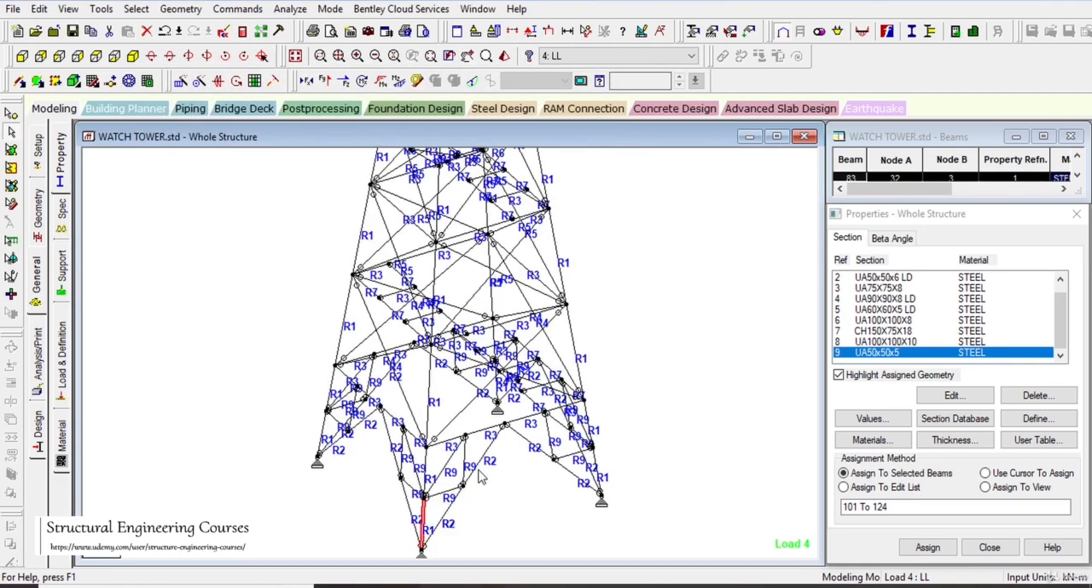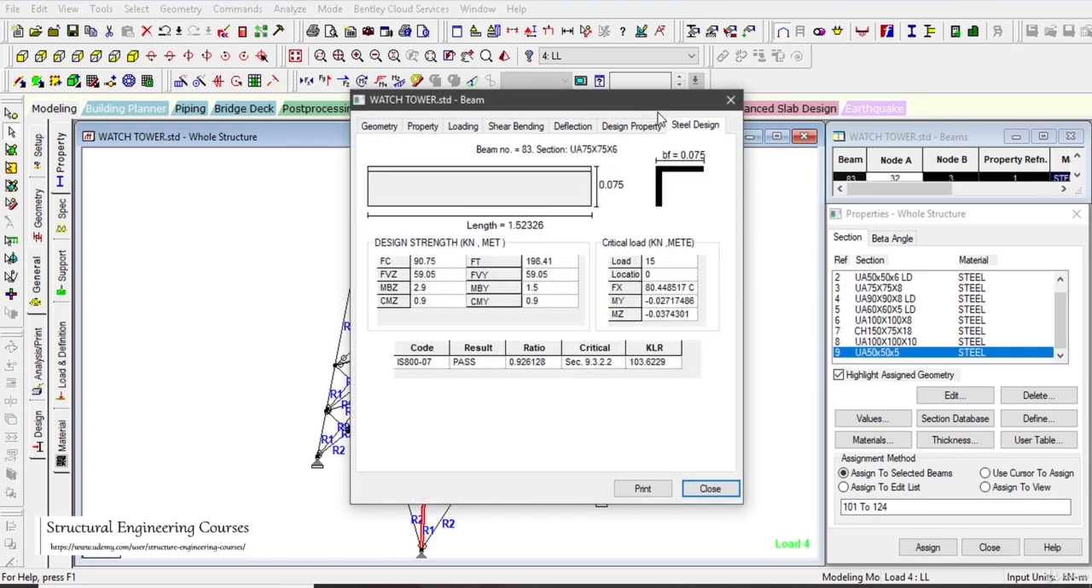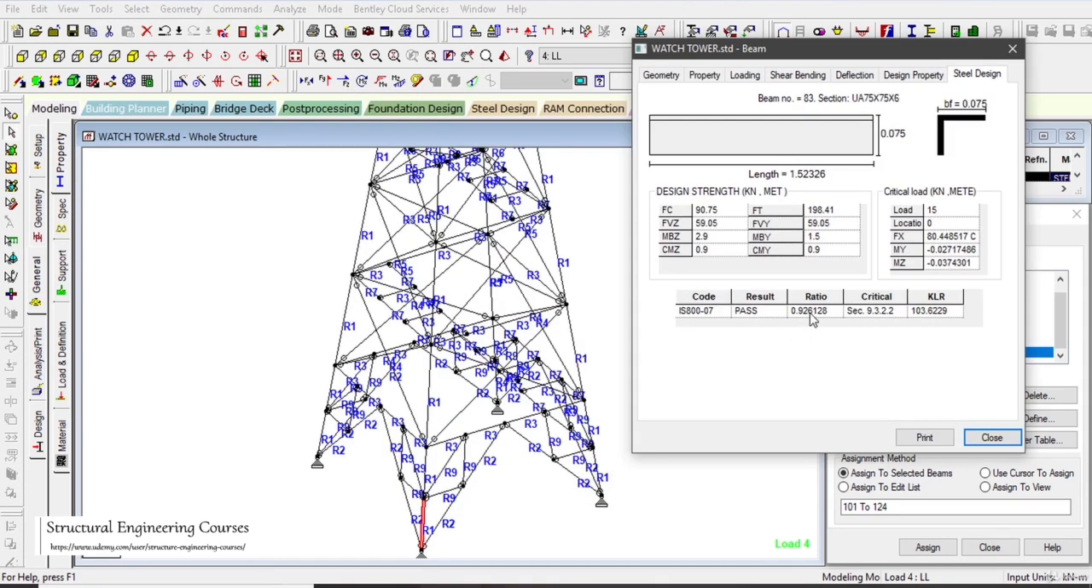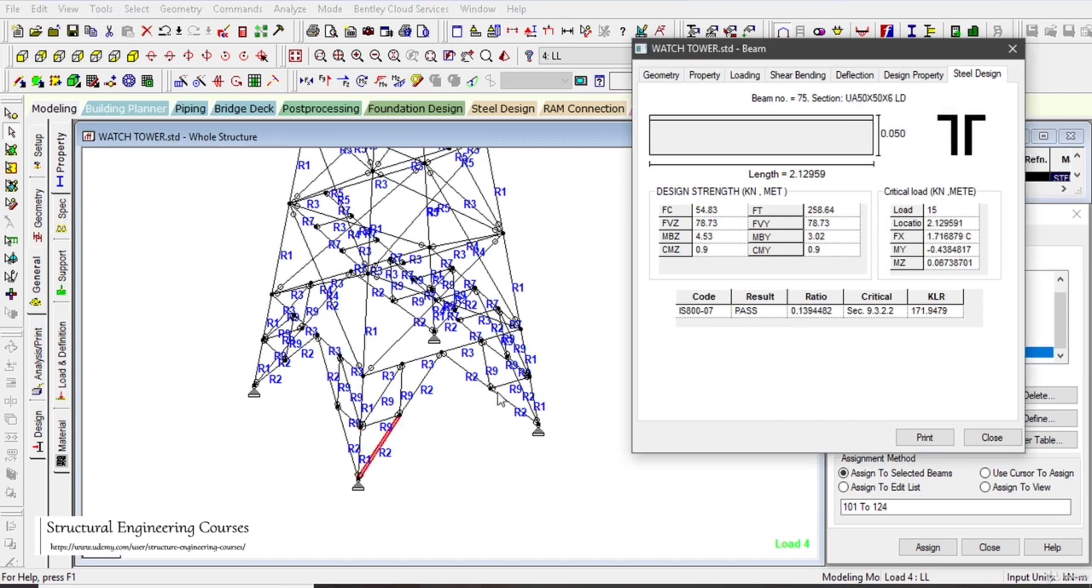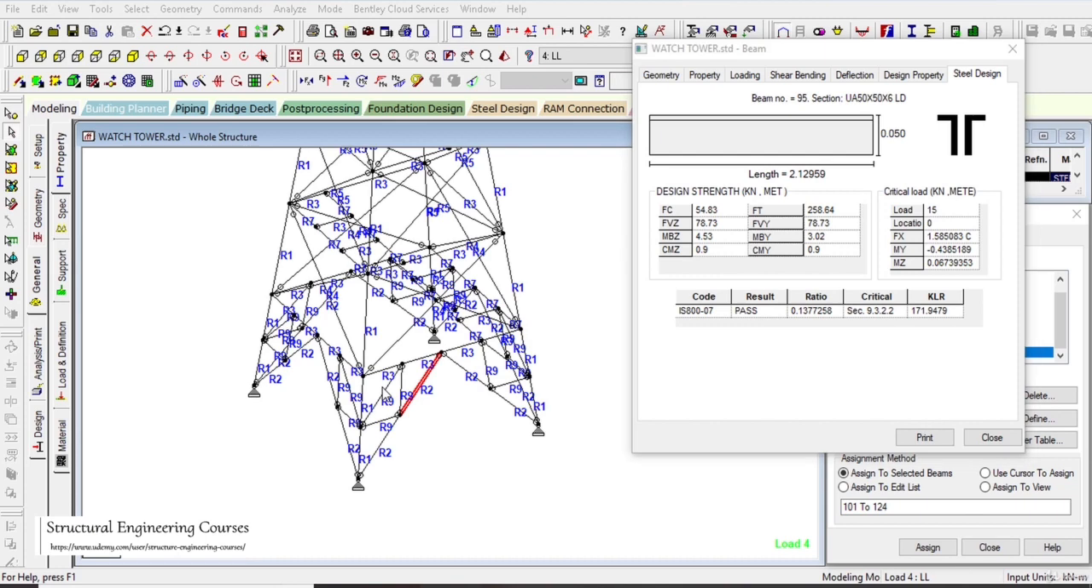Here we can see that now it is going up to the 93% utilization. So that is a very good utilization, I should say, because most of the times my tendency is to have the utilization in between 90 to 95% only. Here also we can see that again it is very much on the higher side, because very less force is coming here. That is only 1.58 kN force is coming.